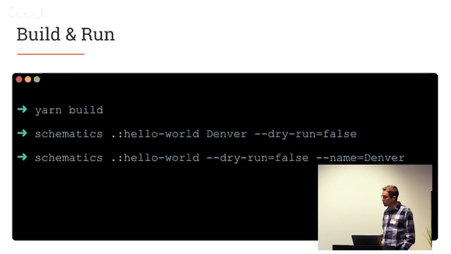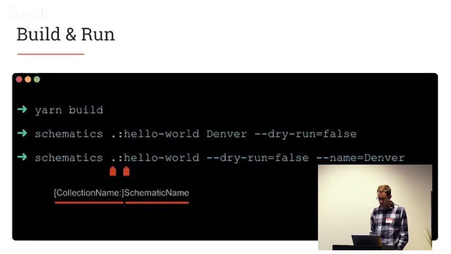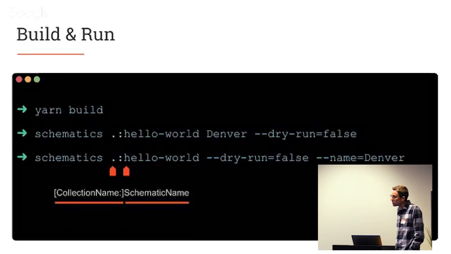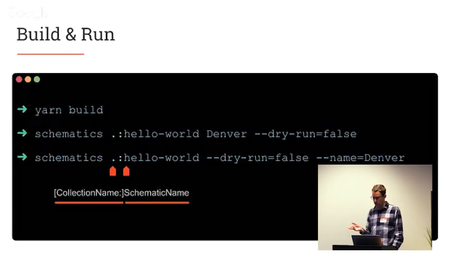You'll see that I'm going to use the schematic CLI to run the schematic itself. And the first thing you're going to notice is I've got this dot, period. I'm basically saying in the current directory, there's a collection. And then we're going to do colon, followed by the schematic name. So in our instance, we created a schematic called hello world, and it's in the current directory.